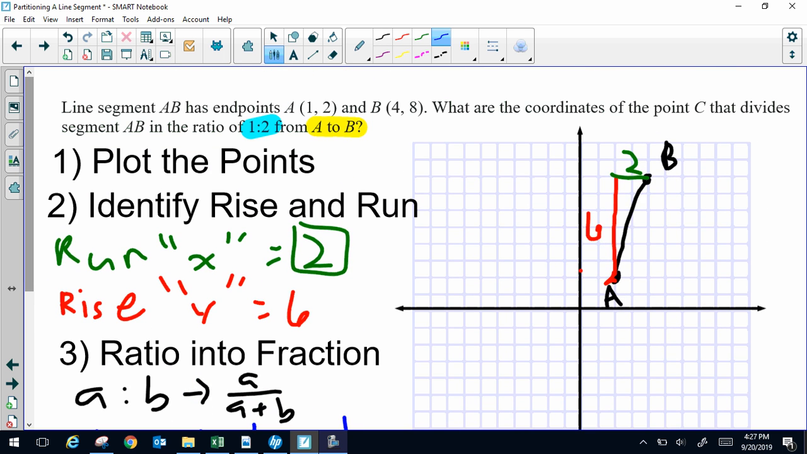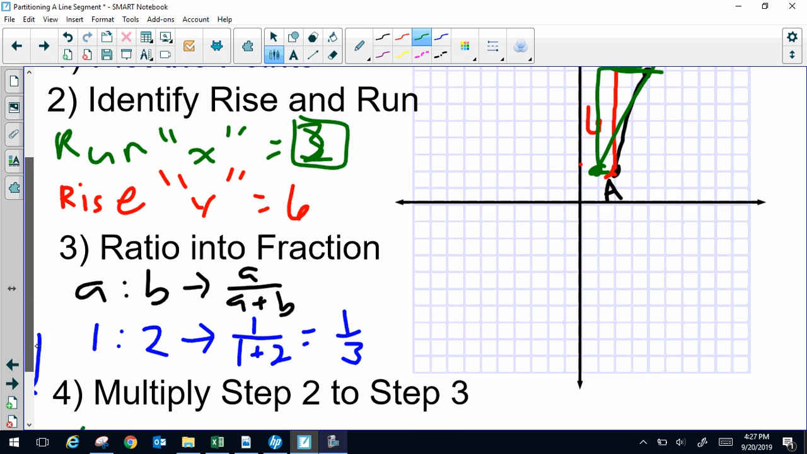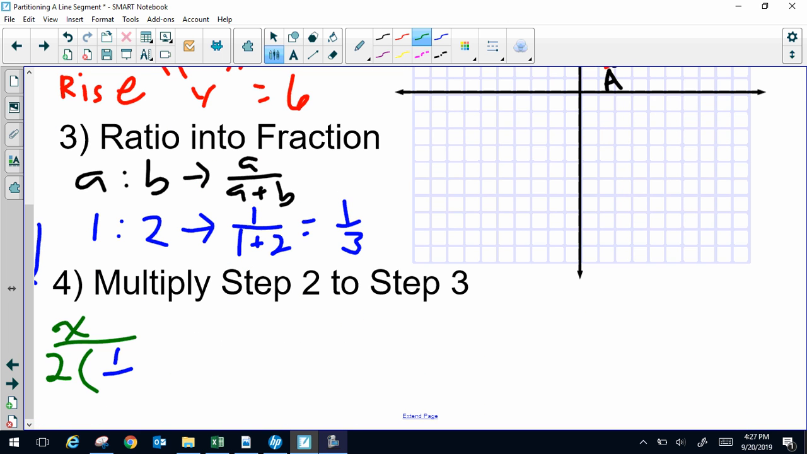oh, I plotted point A wrong. That run should actually be 3. It should be 3 and 3. Gotta notice that. A should be at 1, 2. I put it at 2, 2. So A should actually be here, like that. Okay, so our run is actually 3. So it's 3 times a third.